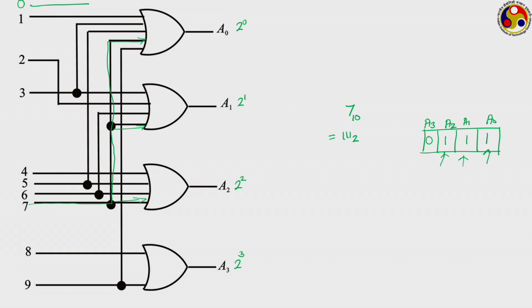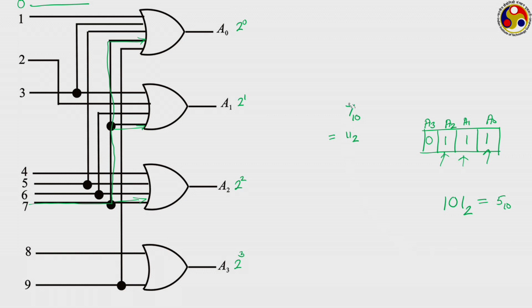Similarly, suppose you want to digitally represent 101. What is 101? This is in decimal, this is binary. How can we find the decimal equivalent of this? You want to get 1 into 2 to the power 0, plus 0 into 2 to the power 1, plus 1 into 2 to the power 2, giving you 5. Its decimal equivalent is 5.